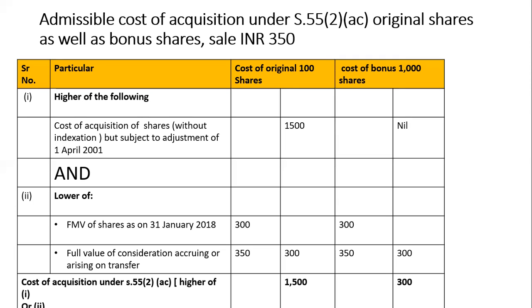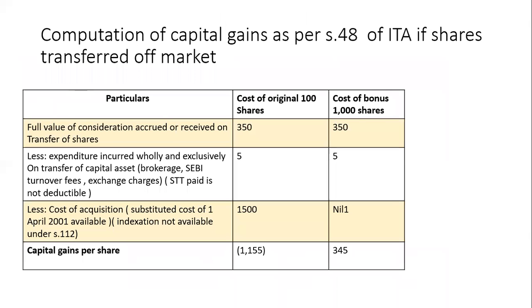Now, original shares, I bought it, I sold it. Fair market value is 300. 350 is my sale price. So the lower of these two, 300. Higher of these two: so for original shares, I need to take 1,500. In case of bonus shares, I have to take 300. Clear? Yes, no? When it is sold at 350.